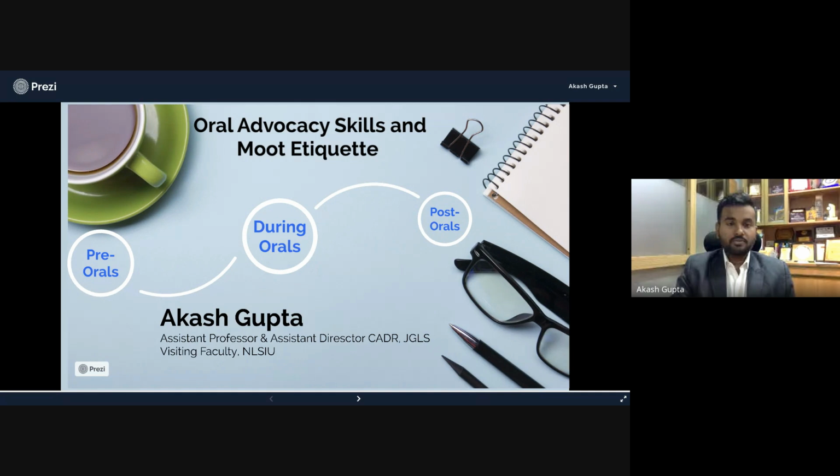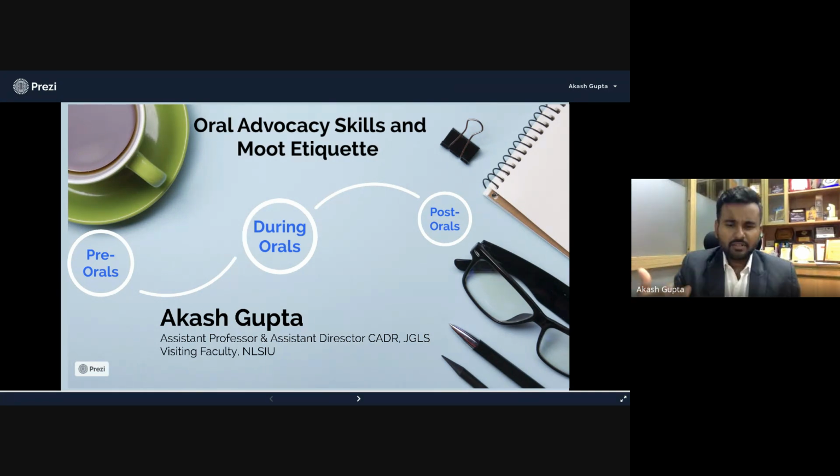So far, what you have learned is more about how to read the problem, how to draft the memorandum, and what the citation styles are. All of this has already been covered. Now, why is it so important that Kalpesh sir and the VMSCL team have given a separate module on oral advocacy? Why is that important?